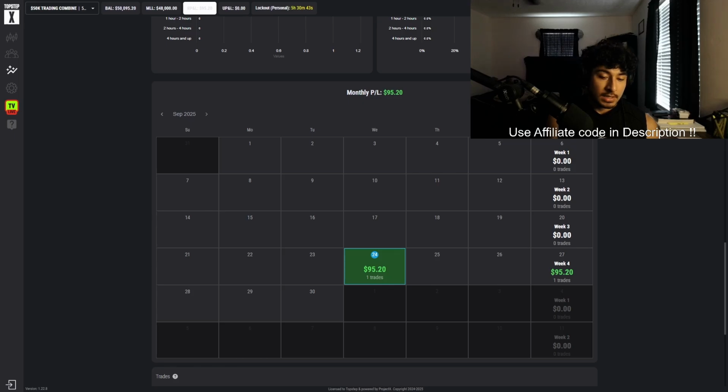Was that a B plus setup? Yes, I would consider that a B plus setup. We had a higher time frame PD array tapped into. The daily bias was correct. We had a clear draw on liquidity. We had that lower time frame inversion, fair value gap.